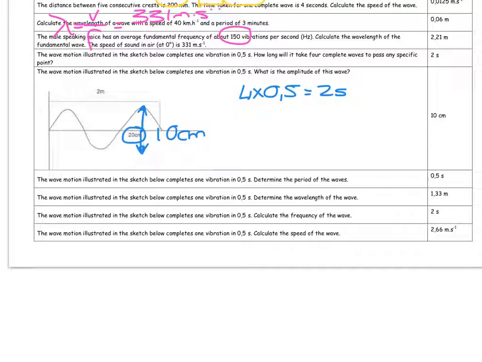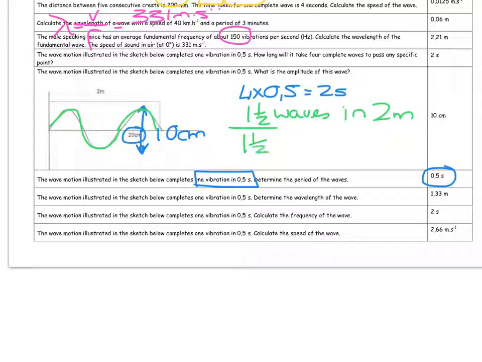The wave motion is given. Determine the period of the wave. So one vibration period is defined as the time taken for one vibration. So it is 0.5 seconds. And what is the wavelength of the wave? Well, what have we got here? We have got one wave and half a wave. So 1.5 waves in 2 meters. But I'm not looking for 1.5 waves. I'm looking for one wave. So I divide that by 1.5. This is simple ratios. And I find that one wave has a wavelength of 1.33 meters.